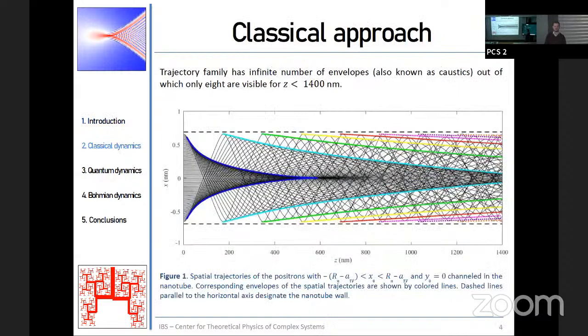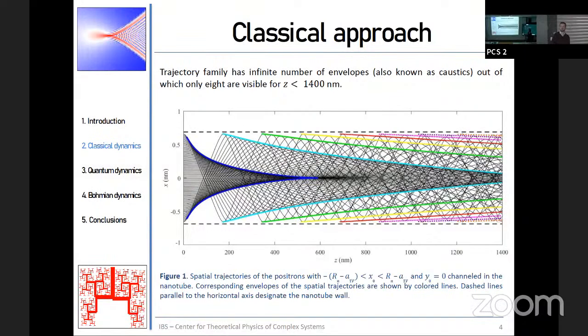Now let's investigate how the classical solution of the problem looks. Here you can see a family of classical trajectories for an incoming absolutely parallel positron beam. Your eye immediately catches these colorful lines. Mathematically speaking, those are envelopes of this function family. And what are the envelopes? They are the places where neighboring trajectories cross, a limiting curve made out of those intersections.